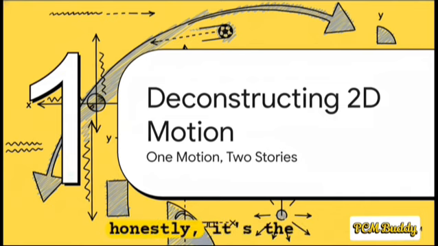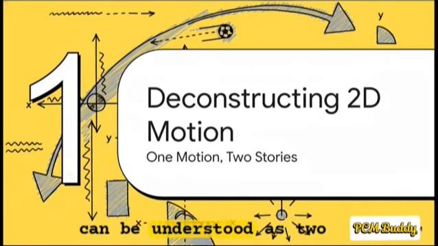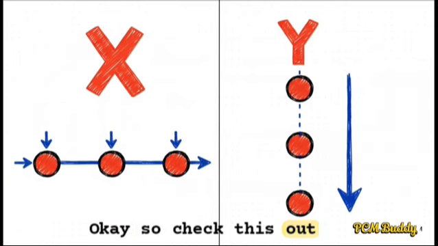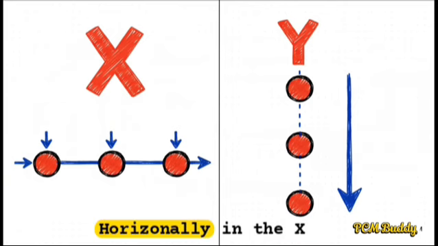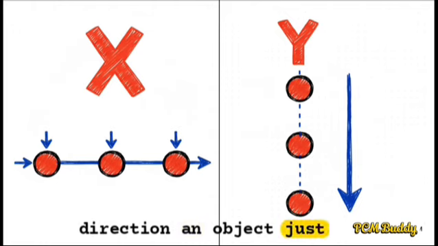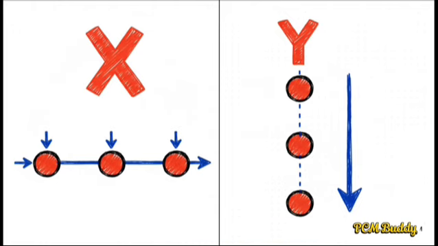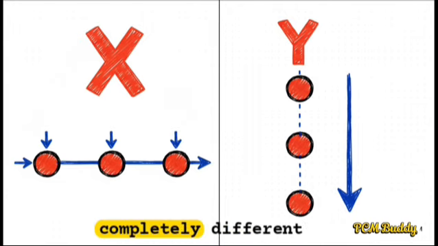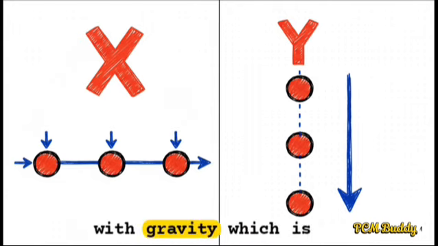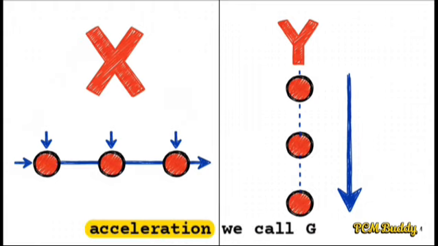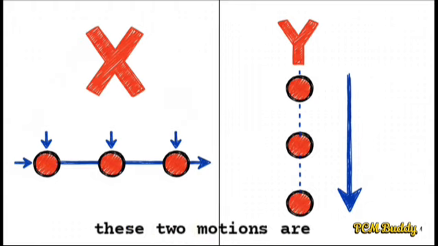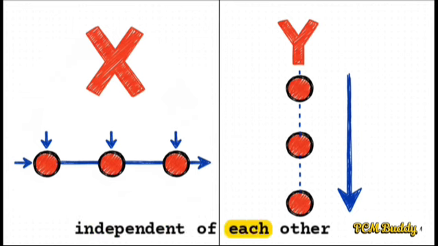This first concept, honestly, it's the foundation for everything else we're going to talk about. Any motion you can imagine in a flat plane can be understood as 2 separate, one-dimensional motions happening at the same time. Okay, so check this out. This is the big idea. Horizontally, in the x direction, an object just coasts. Once you launch it, its forward speed doesn't change at all. There's no acceleration. But vertically, in the y direction, that's a completely different story. It's in a constant fight with gravity, which is always pulling it down with a steady acceleration we call g. And the key thing is, these 2 motions are totally, completely independent of each other.